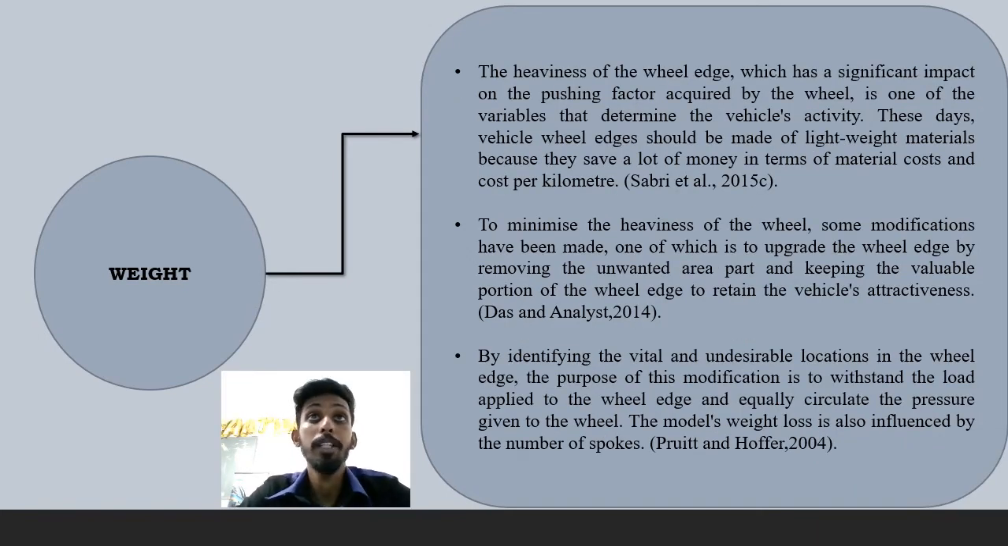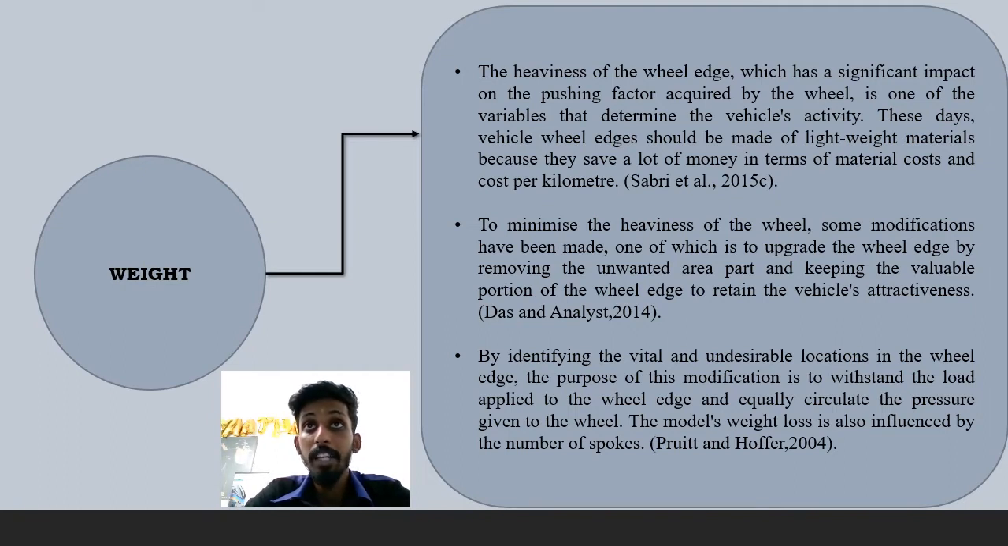Next is the weight of the rim. The weight of the wheel rim has a significant impact on the thrust acquired by the wheel, and is one of the variables that determine the vehicle's performance. These days, vehicles' wheel rims should be made of lightweight materials because they save a lot of money in terms of material costs and cost per kilometer.